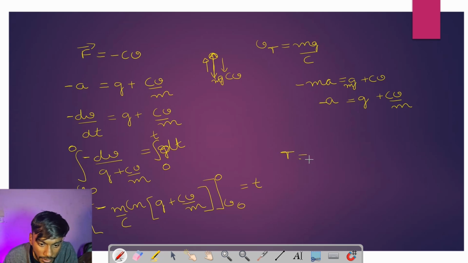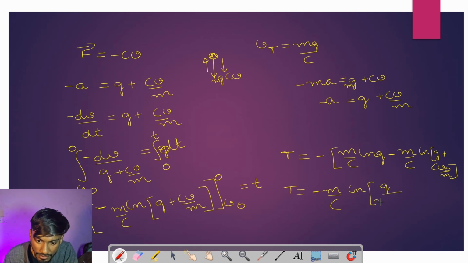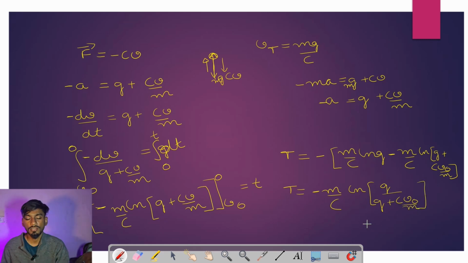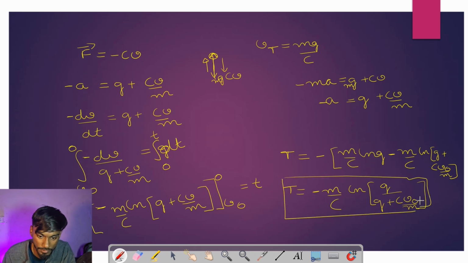So time of flight t is equal to, just take the minus outside, that is m by c times ln of g, minus m by c times ln of g plus c v naught by m. If I take minus m by c common, it's ln of g plus c v naught by m. But whenever you have seen those options in that question, they are in terms of vt. So I need to create vt now. For that, just remember this equation. We are going to write it in the next piece.